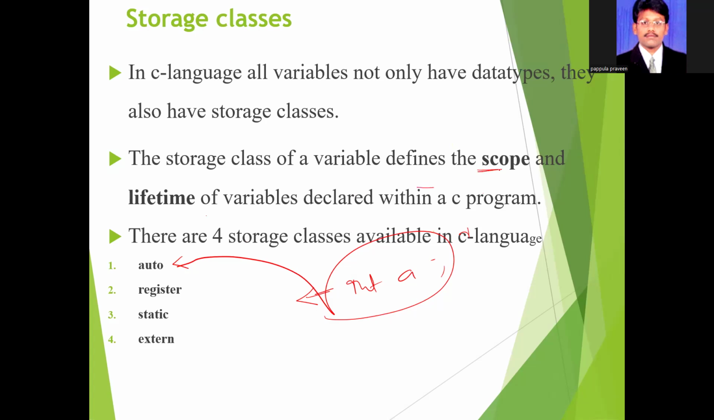Scope of the program: is it accessible within the block or outside the block? Lifetime: is the variable available or not? Now, there are a total of four storage classes: auto, register, static, and extern.